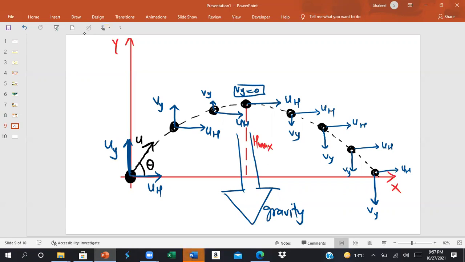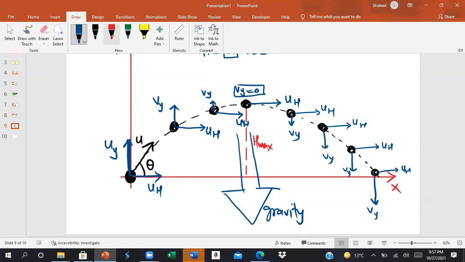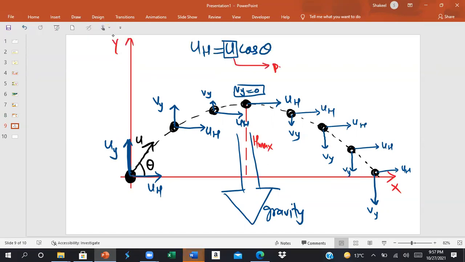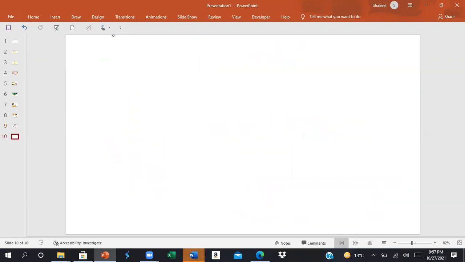Now, as the horizontal component remains the same, you can find its value as u cos theta, right? Where u is the projected velocity, the net or total velocity with which you are projecting it, and theta is the angle with the x-axis. So u_x will remain the same. Now the question comes for u_y, the vertical component of velocity. Let me tell you about that.